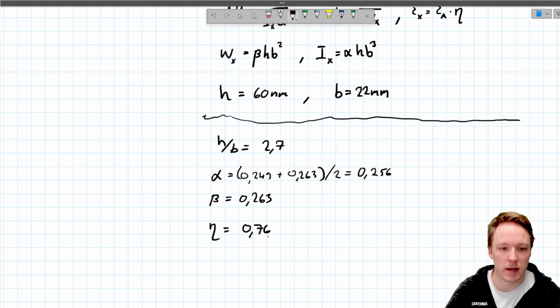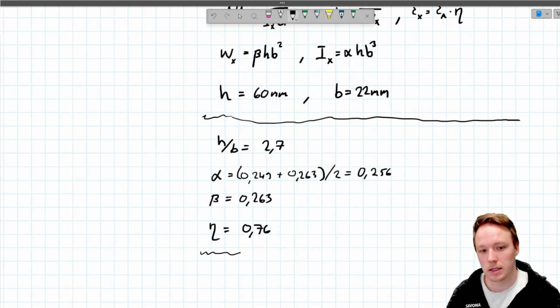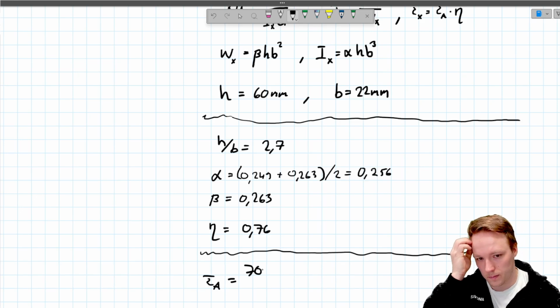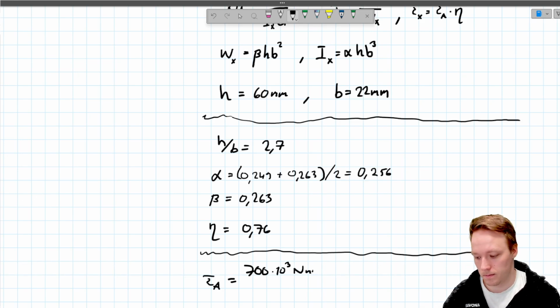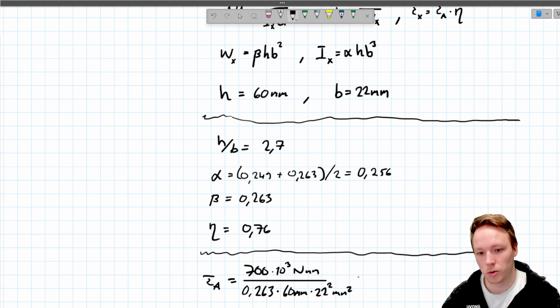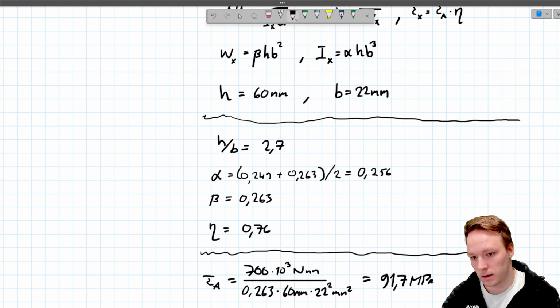Okay, now since we have the alpha, beta and eta, we can continue to calculate the shear stress and the twist. So the shear stress on the side A will be torque divided by Wx, which will be 0.263 multiplied by the height, which was 60 millimeters, so the longer side, multiplied by 22 to the power of 2 millimeters to the power of 2, and this will give us a value of 91.7 megapascals.